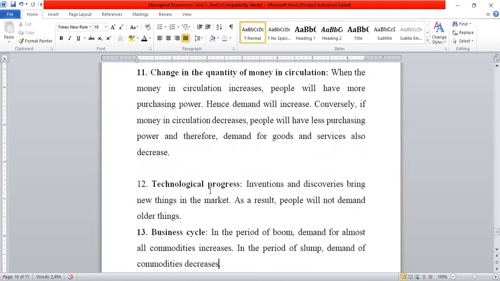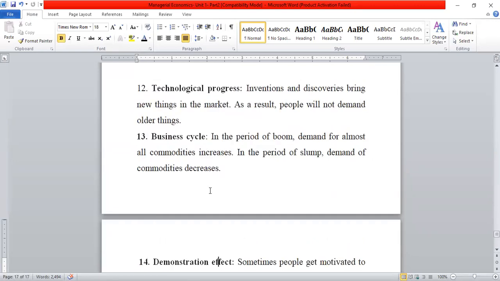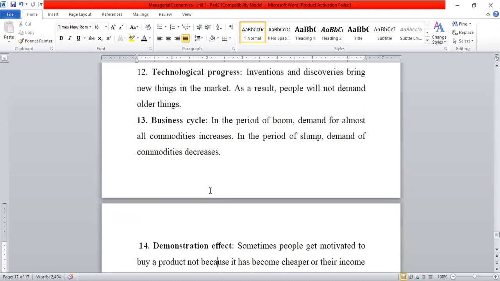Then technological progress. Inventions and discoveries bring new things in the market. As a result, people have access to new products in the markets in place of older ones. And business cycle. In the period of boom, people can demand more commodities, and in the period of depression, the purchasing power of the consumers will be less, so they demand commodities at a decreasing rate.